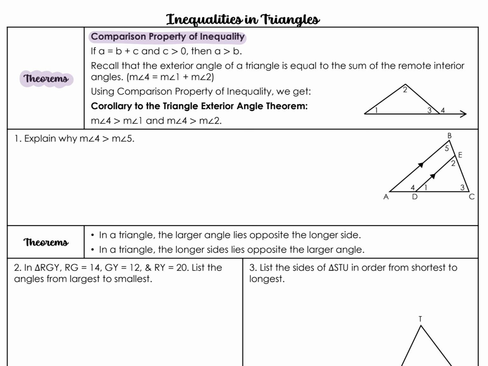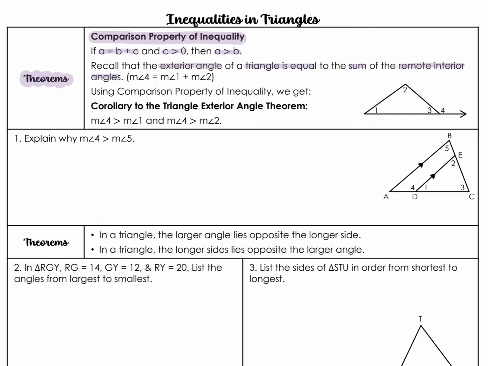So we have if A is equal to B plus C, and we know that C is greater than 0, then A must be greater than B. So recall that the exterior angle of a triangle is going to be equal to the sum of the remote interior angles. Okay, so that's giving us that the measure of angle 4 is going to be equal to the measure of angle 1 plus the measure of angle 2.